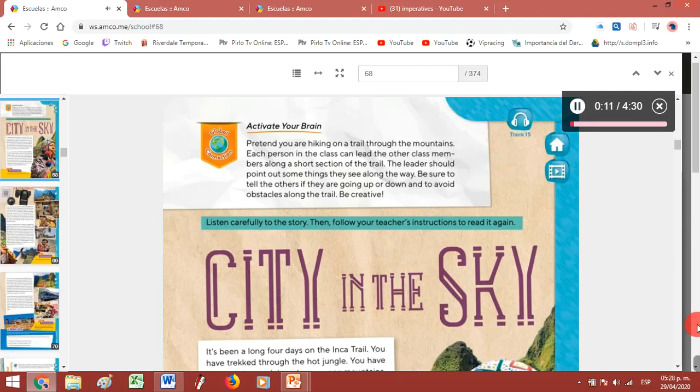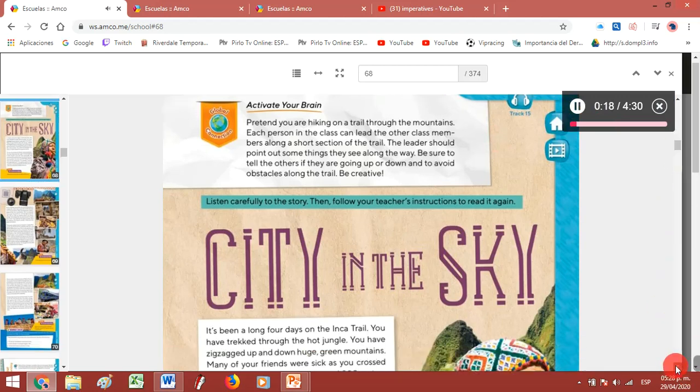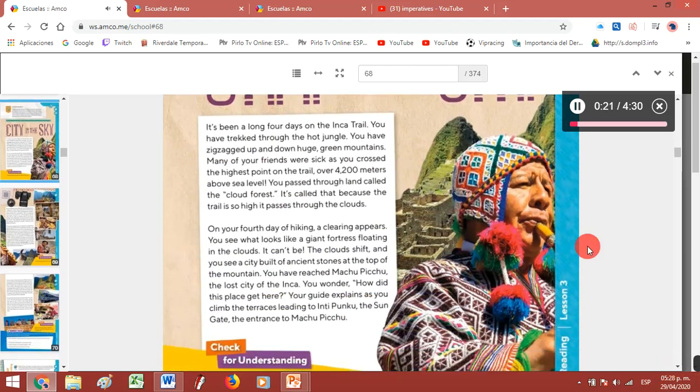In the sky. It's been a long 4 days on the Inca Trail. You have trekked through the hot jungle. You have zigzagged up and down huge green mountains. Many of your friends were sick as you crossed the highest point on the trail, over 4,200 meters above sea level. You passed through land called the Cloud Forest. It's called that because the trail is so high, it passes through the clouds.